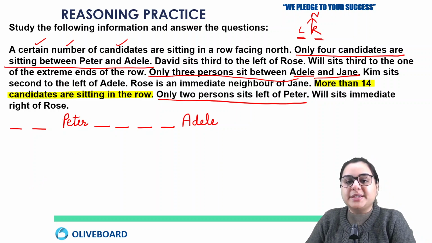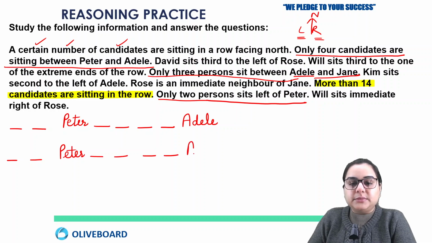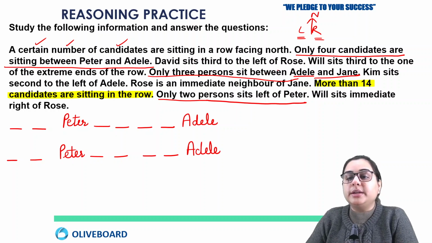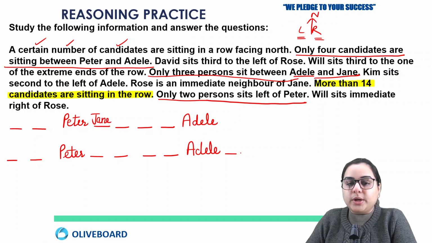But if it says that there are 3 persons who sit between Adele and Jane, where can I write Jane? Jane can be written towards the left of Adele or towards the right of Adele. So let's make 2 possibilities here. One case would be that there are 3 persons between Adele and Jane. If I write Jane towards the left of Adele, leaving 3 persons here, I'm going to write Jane. And in the other case, 1, 2, wait.